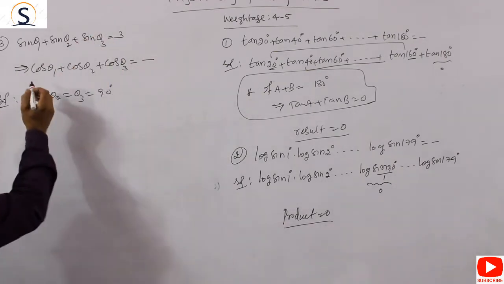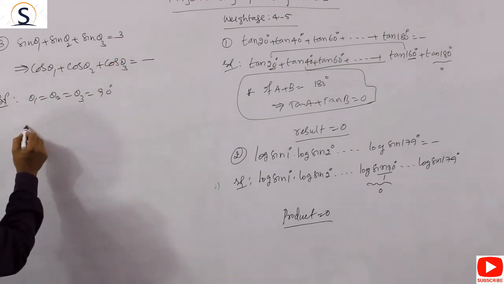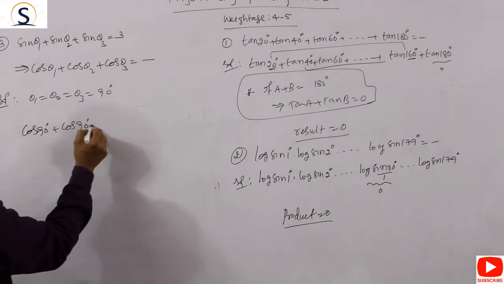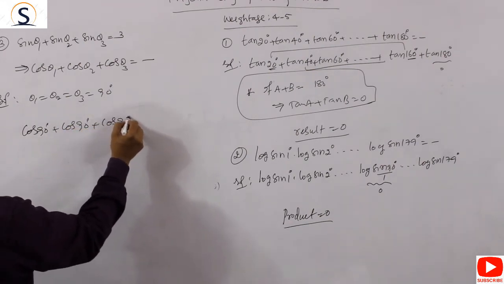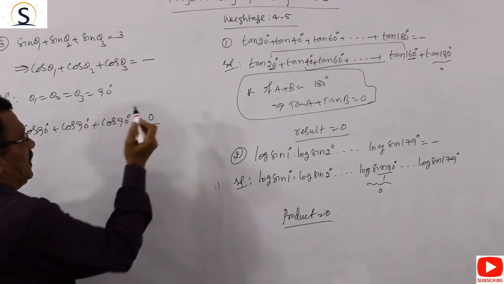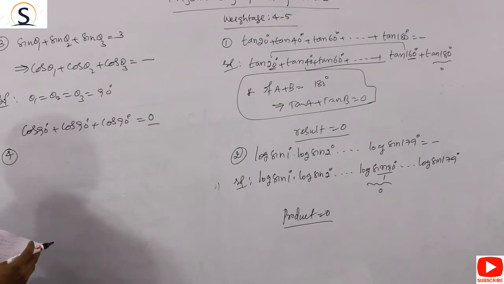Okay. Now, theta is equal to 90. Theta 1, 90, 90, 90. You know, cos 90 degrees plus cos 90 degrees plus cos 90 degrees. Anyway, cos 90 is 0. Therefore, the result is 0. Okay. Next. Fourth one.